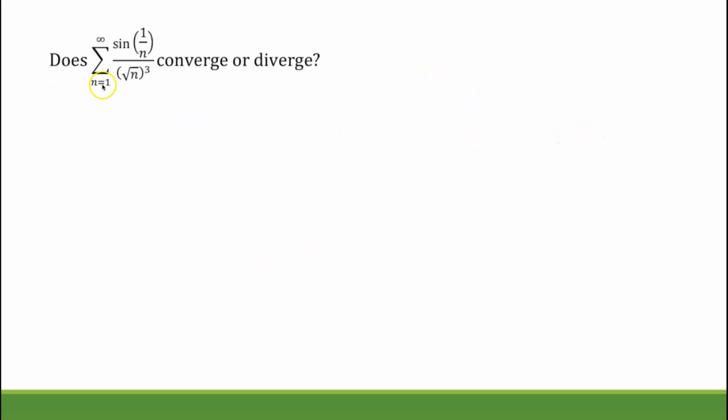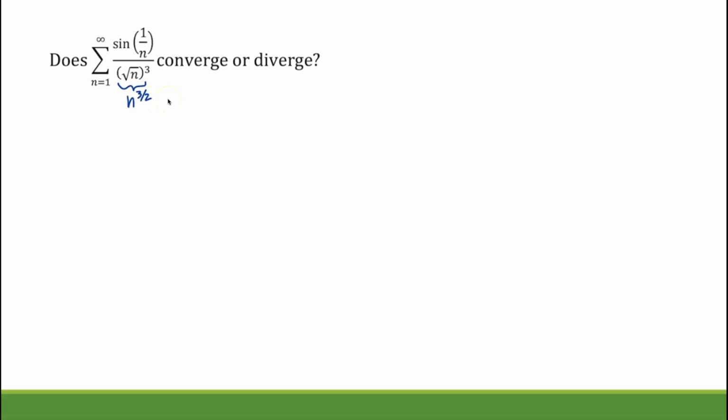Now we want to determine whether the series, the sum from n equals 1 to infinity of sine of 1 over the square root of n cubed converges or diverges. So I want to go ahead and point out that the denominator here, the square root of n all cubed, we can think about that as n to the 3 halves. So the square root of n is n to the 1 half, and we would multiply those exponents there. So n to the 3 halves.